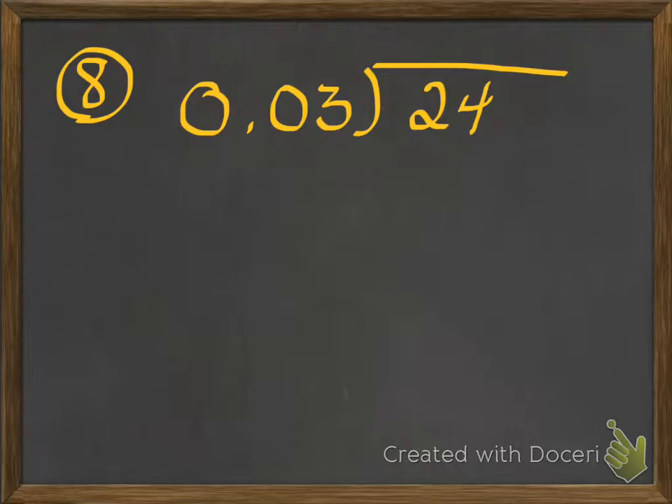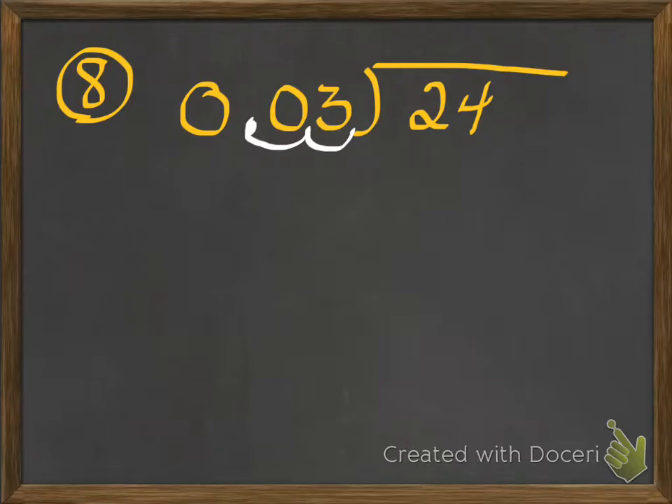Okay, so if I see that I've got 0.03, I know that that is less than 1, and then I have 24. So I have 24 divided by a number that's less than 1. 24 divided by 1 would be 24, so I know my answer is going to be smaller than 24. Now I'm going to multiply times the power of 10, and I'm going to take that decimal point and move over 2 spots.